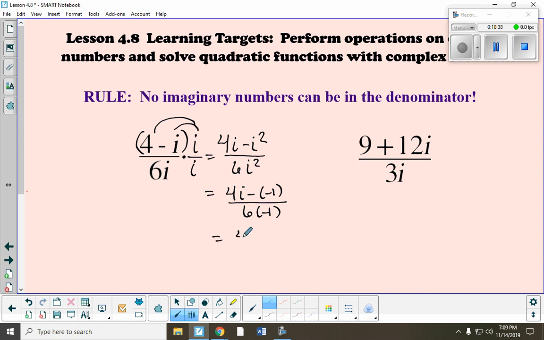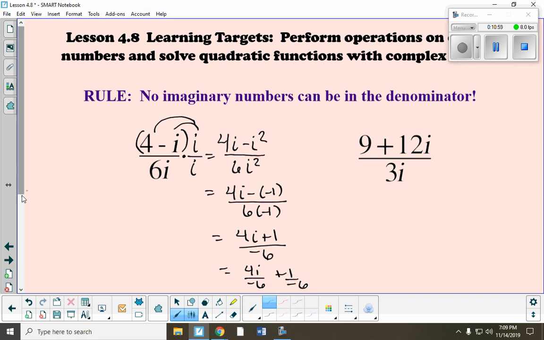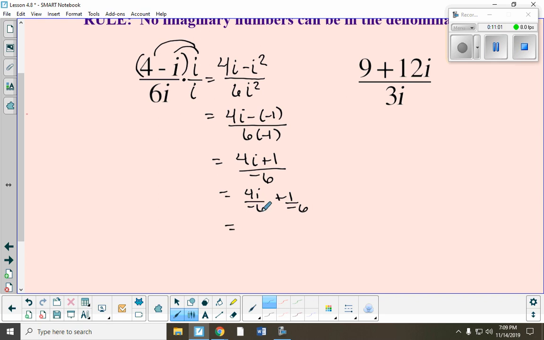And now we have 4i plus 1 over negative 6. So we no longer have the i in the denominator. And then to simplify this just a little further, 4i plus 1, each of those are getting divided by negative 6. So let's write 4i over negative 6 plus 1 over negative 6. And we can reduce those fractions. 4/6 is the same as 2/3, and that's a negative. And then we have plus a minus, so minus 1/6. And in standard form, lastly, we would switch the order there. We'd put the real number first, and then the imaginary number last. So that's how we do a problem like that.